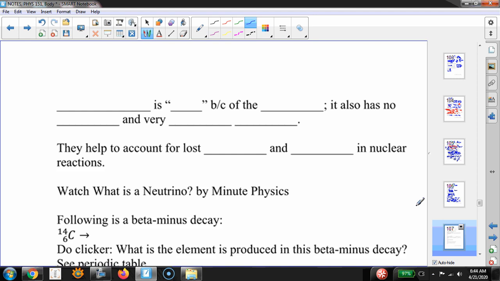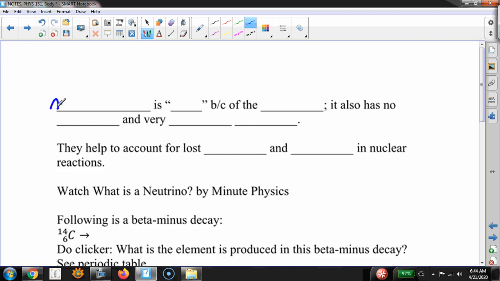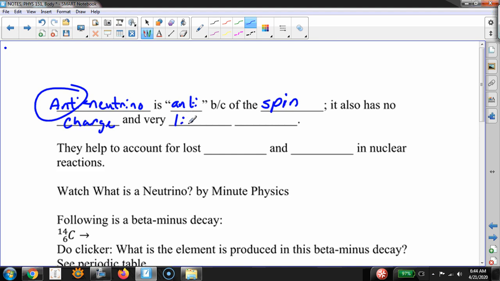An antineutrino is anti just because of its spin. So that we get this part, the antineutrino, because of its spin. As I said, we'll watch a video about this in a bit. Don't sweat too much about the spin of the neutrino. It's not terribly important for what we're talking about. It has no charge, just like the neutrino. It's neutral. And it has very little mass. It also travels at very high speed.